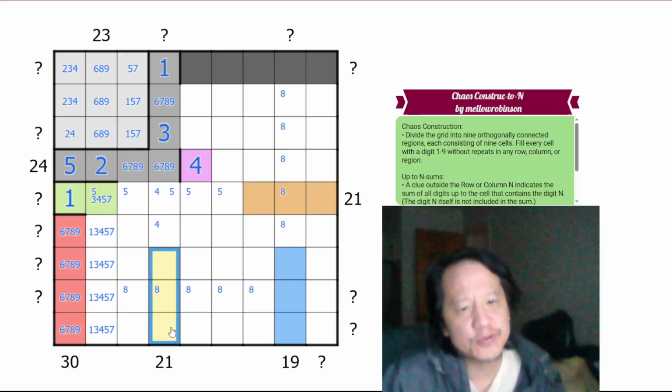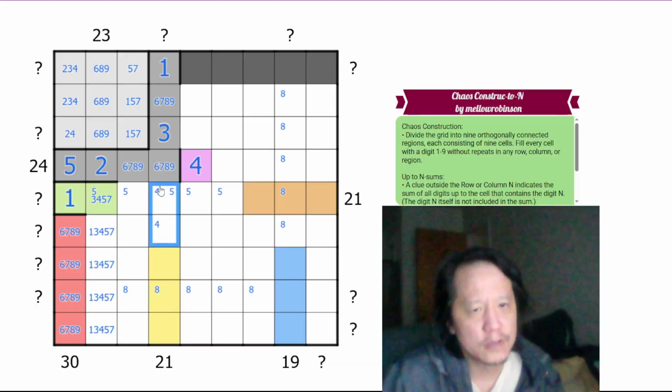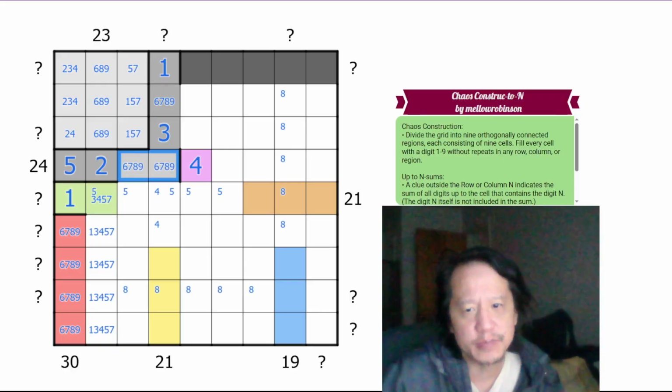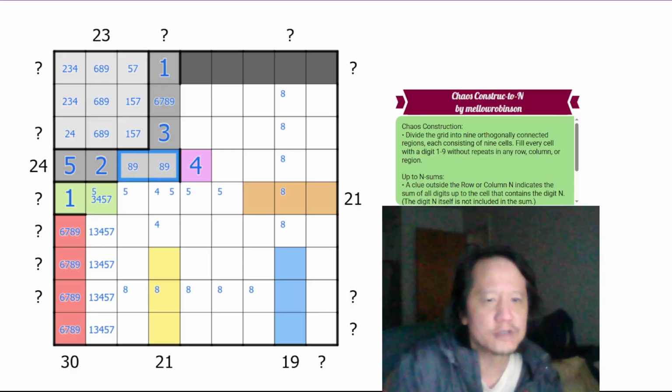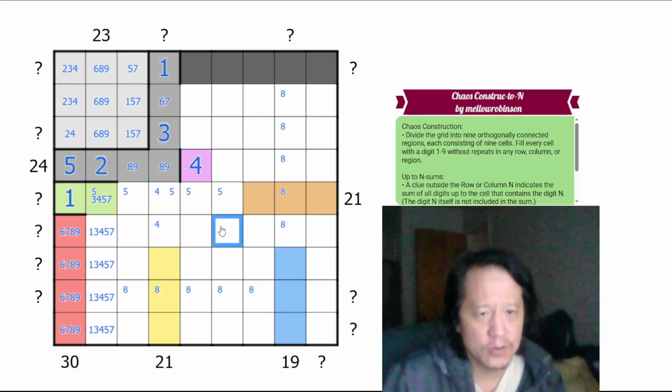Can you add up to 21 without 4? I guess 5, 7, 8, and 9, and then you have 4, 2 here. This has to be 7, and this is 8, 9 as a pair. So no 6, 7, this is 8, 9 as a pair, which eliminates 8 and 9 in the rest of the region. So this is 6 or 7 here.